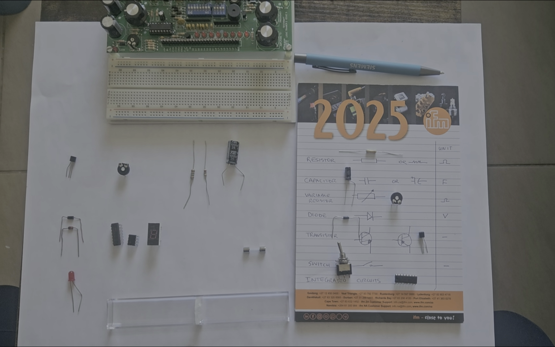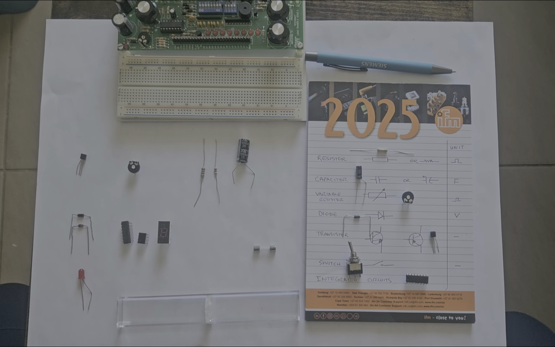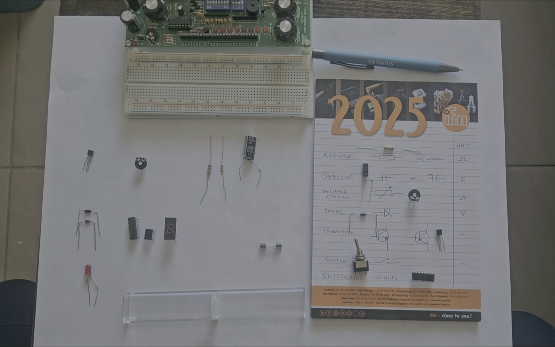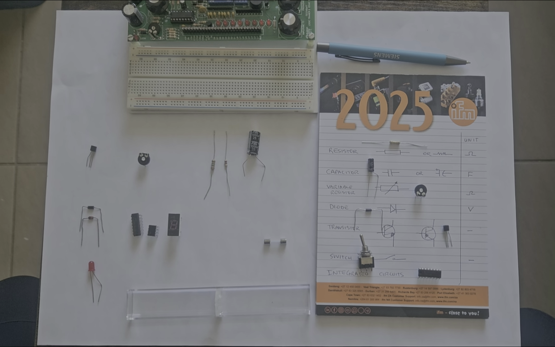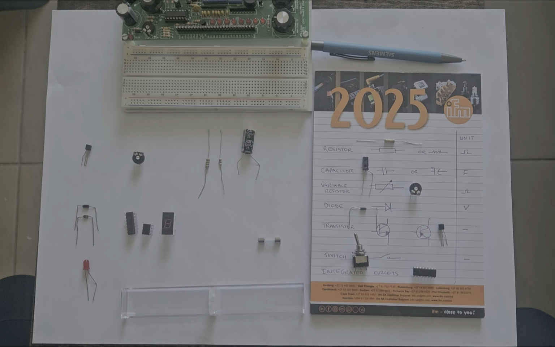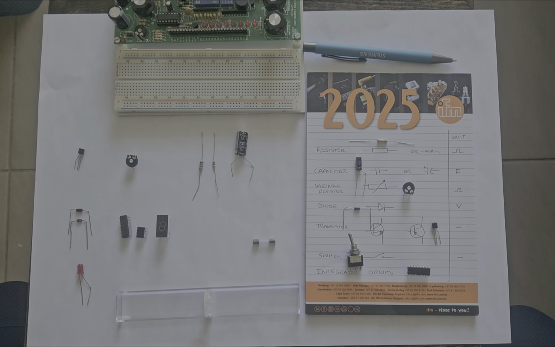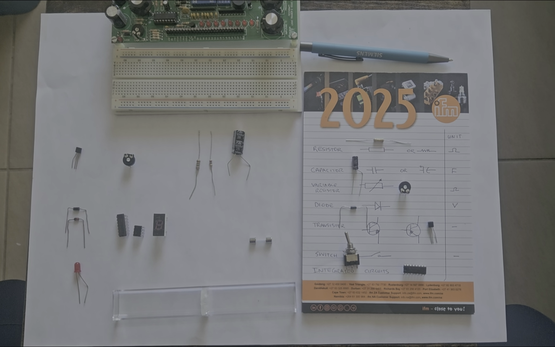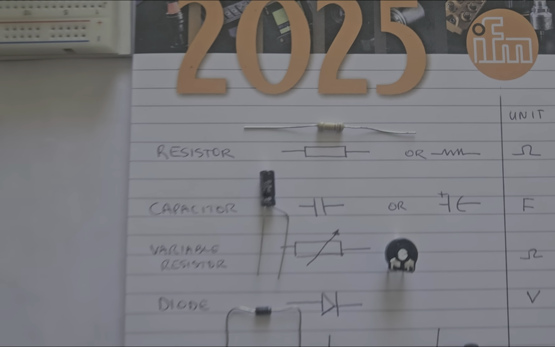So these components are used in different configurations or combinations to achieve a specific function. So in this video, I'm just going to introduce you to the components, the name of the component, its function, its symbol, and its unit of measurement. Let's start with the resistor.